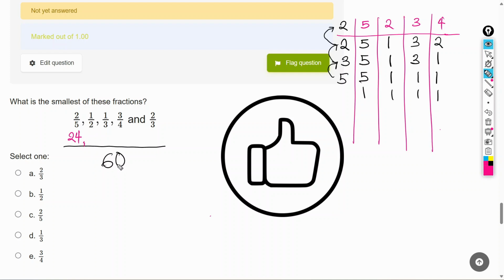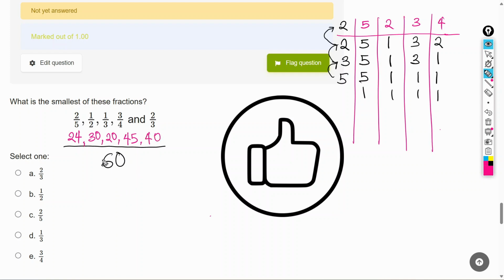2 into 60 is 30. 30 times 1 remains 30. 3 into 60 is 20. 20 times 1 is 20. 4 into 60 is 15. 15 times 3 is 45. 3 into 60 is 20. 20 times 2 is 40.